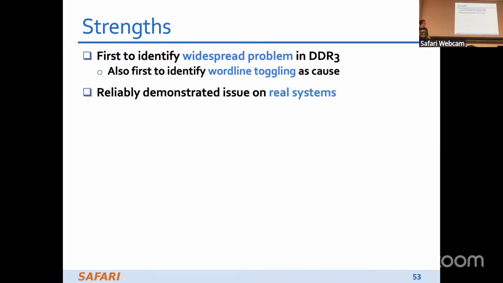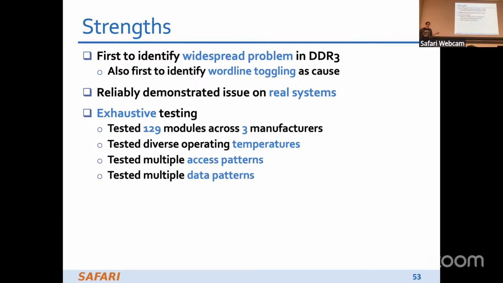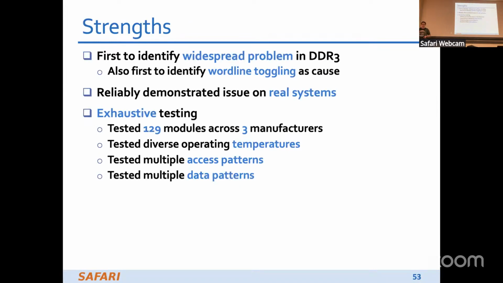They have reliably demonstrated this issue on a real system. And they have performed exhaustive testing. So they have tested 129 modules across 3 manufacturers over diverse operating temperatures with multiple access patterns, with multiple data patterns. All in all, that was just a very thorough examination of the available DDR3 RAM at the time.